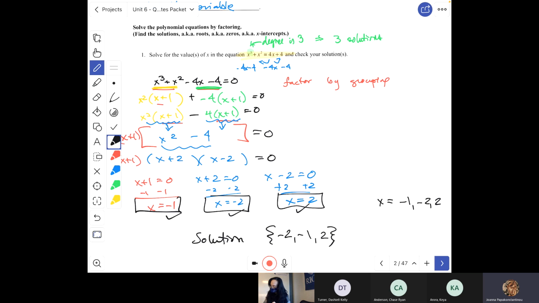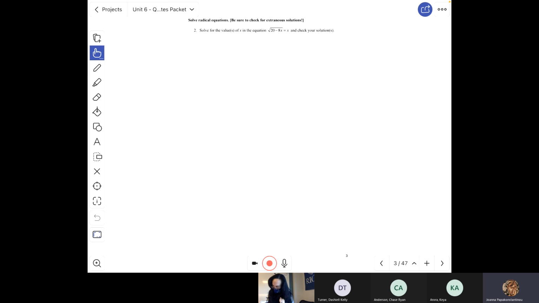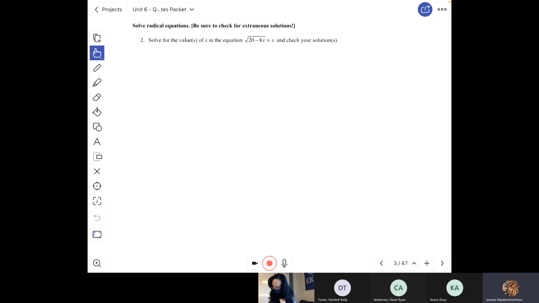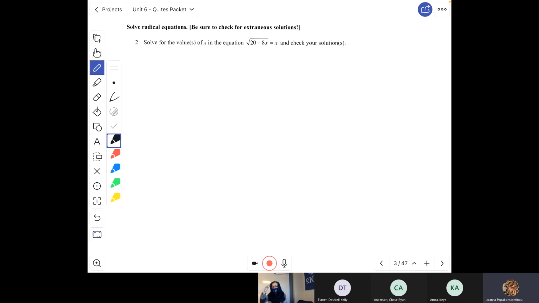Okay, moving on. Here we go. They're going to just get better and better. All right, now here I have an equation, and it has a radical symbol in it. So I see on the left-hand side, I have the square root of 20 minus 8x equals x. Now, when you have an equation that has a radical symbol in it, you may have one, you may have two, you may have more. If possible, try to isolate one of the radical expressions on one side of the equation.